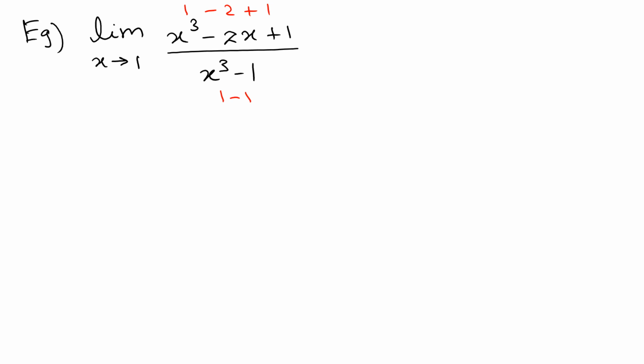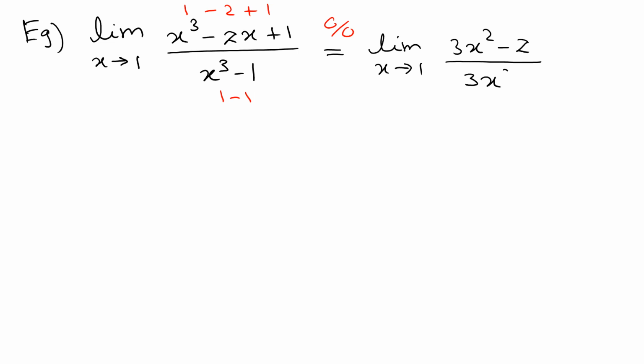But in this case, when you plug in the value, you see that you get 0 over 0. So what the Bernoulli theorem says is that instead of the functions, look at the derivatives. So we take the derivative as x goes to 1. The derivative at the top is 3x squared minus 2, divided by 3x squared. Now we see what happens again when x goes to 1. We don't get 0 over 0 again.